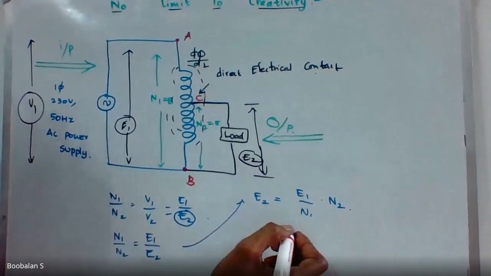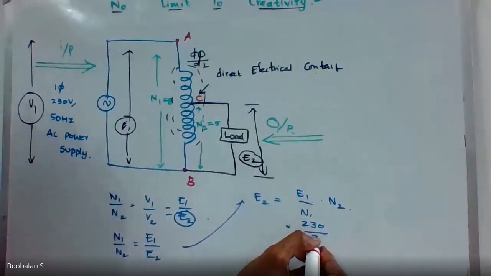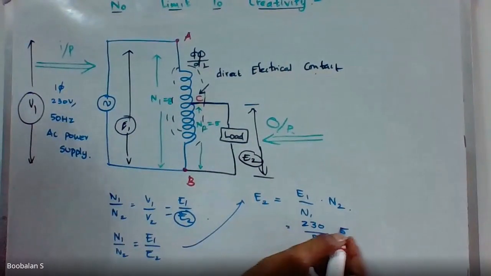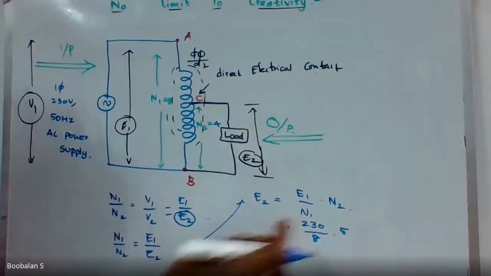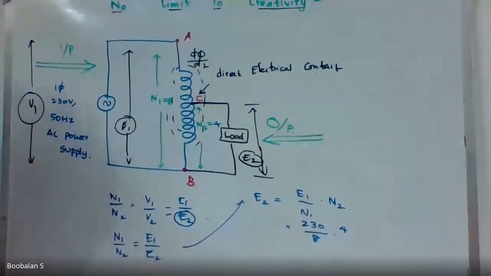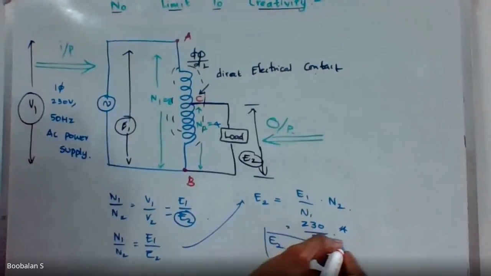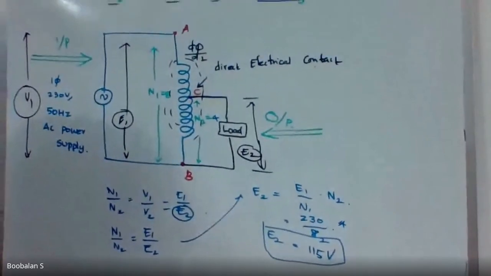Now we have E1 voltage as 230, an already known value. N1 is 8, N2 is 5, right? Instead of 5, let us consider 4. It will be easy for the mathematical calculation, right? So now it is 1 by 2. So 230 is converted into 115 voltage. So my secondary side voltage will be 115, right? I calculated this based upon the number of turns. So the secondary voltage will be 115.